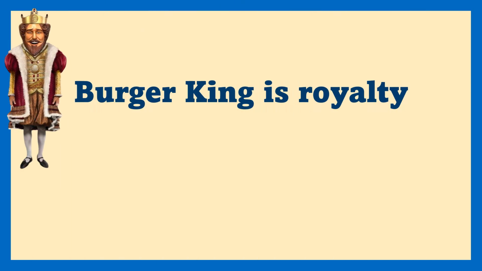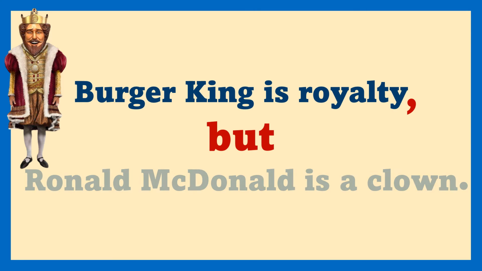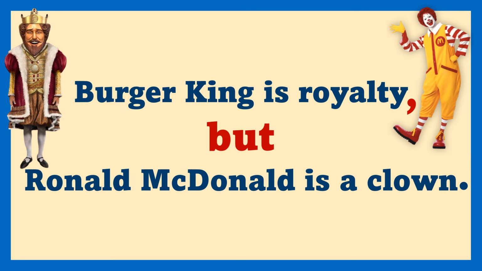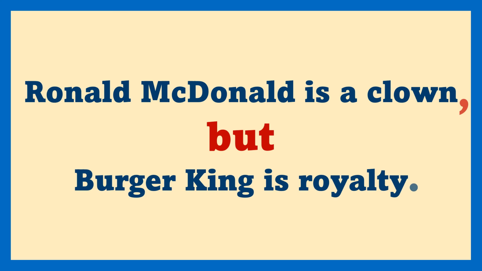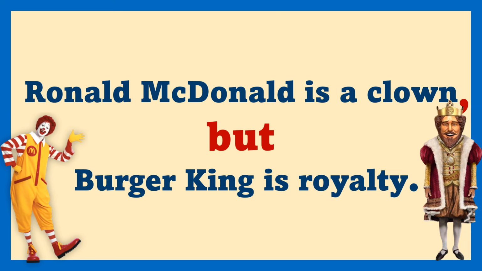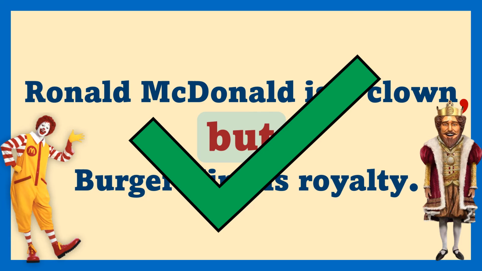Burger King is royalty, but Ronald McDonald is a clown. So we got two independent clauses here. And if we're going to do our pro tip, what we want to do is switch these two clauses around. So we're going to bring Ronald McDonald is a clown up top, Burger King is royalty on the bottom. And now you'll see that this sentence still works. With the conjunction in the middle, the meaning stays the same. So if this is a check, that means you have a compound sentence. You're going to put a comma before the conjunction, right?